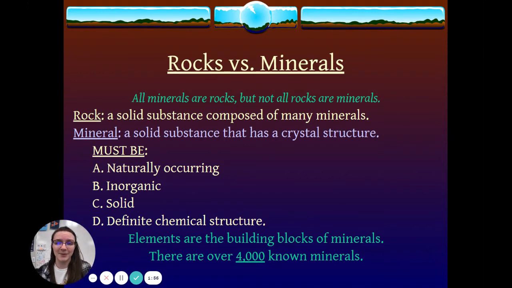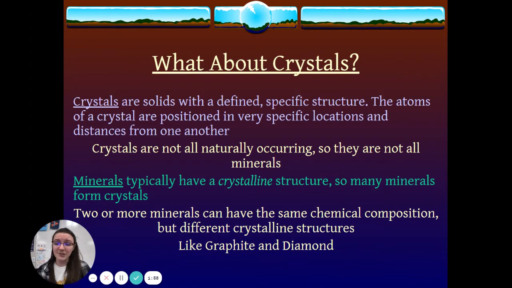Crystals, on the other hand, are a different thing. They are solids with a defined, very specific structure. All of the atoms in a crystal line up in a very specific location, at a very specific distance from each other, and it is the structure that makes it a crystal.